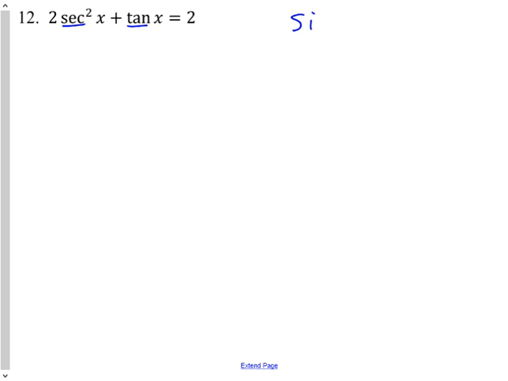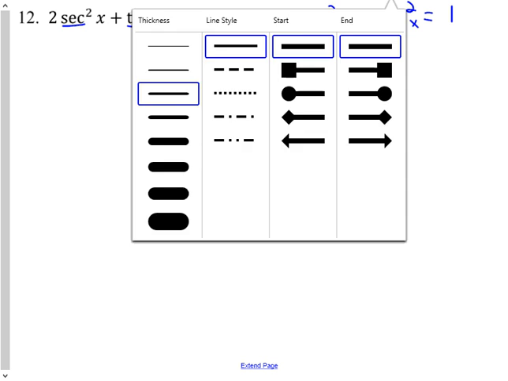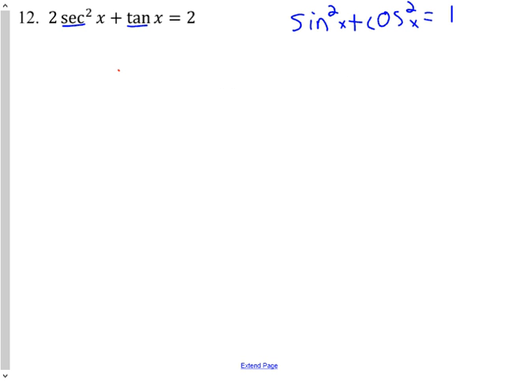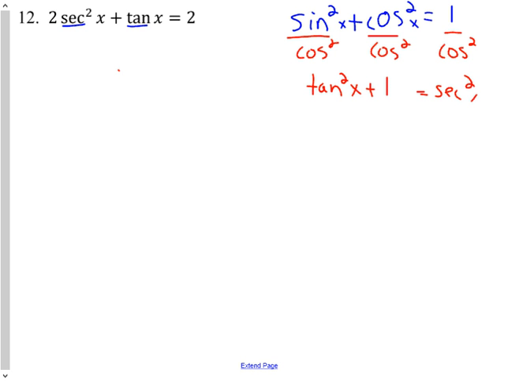This is where you have to bring in your sine squared x plus cosine squared x is 1. I need secant and tangent, so I'm going to divide by cosine squared across the board. Each piece is going to get their cosine squared in the denominator. That gives me secant squared equals tangent squared plus 1. And now when I see secant squared, this is going to become tangent squared of x plus 1.